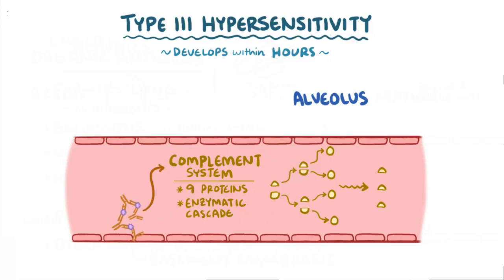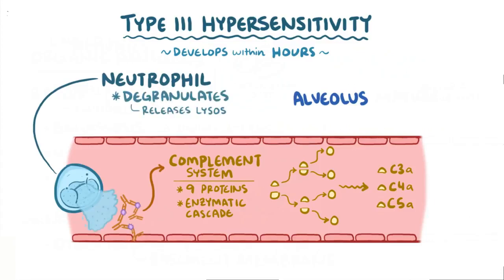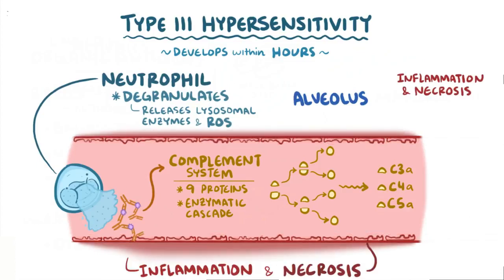Ultimately, little complement fragments like C3a, C4a, and C5a attract neutrophils to the site. These neutrophils degranulate, meaning they dump a bunch of lysosomal enzymes and reactive oxygen species into the area, and that leads to inflammation and necrosis of the capillaries as well as nearby alveoli.